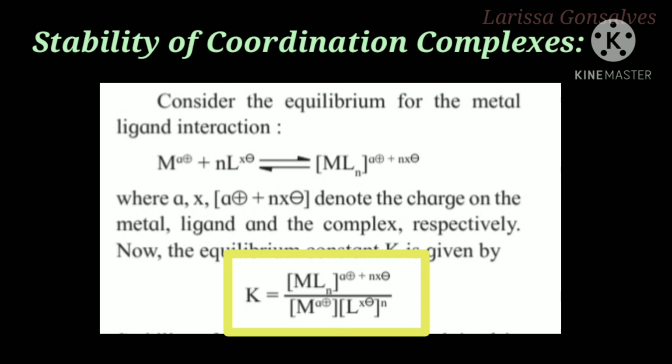So K will be equal to [MLn]^(a+nx-) upon [M^a+] multiplied by the concentration of [L^x-] the whole raised to n. Here n is the stoichiometric coefficient. So the stability of the complex can be explained in terms of the equilibrium constant K. If the value of K is higher, then the stability of the complex is larger.